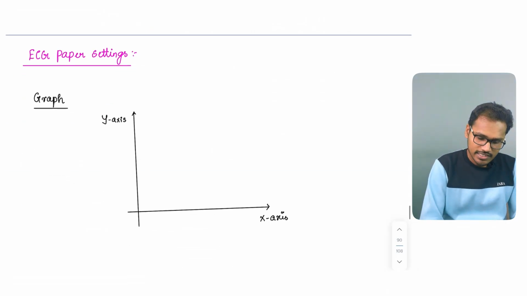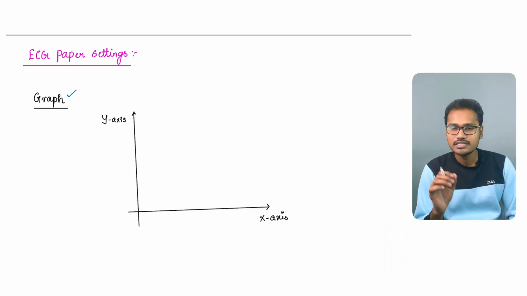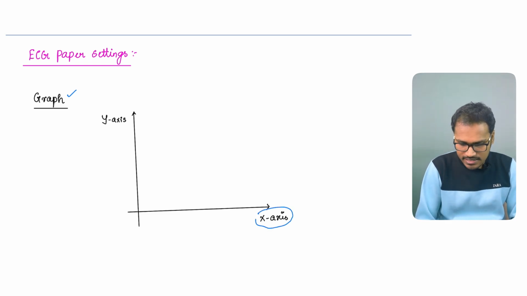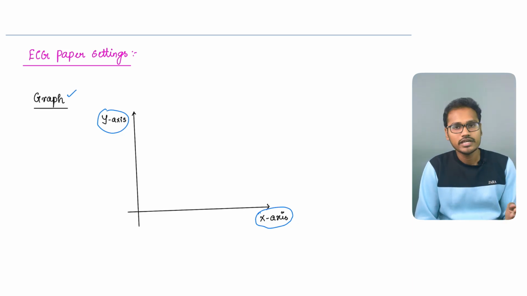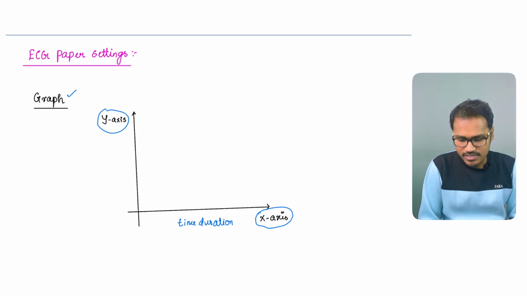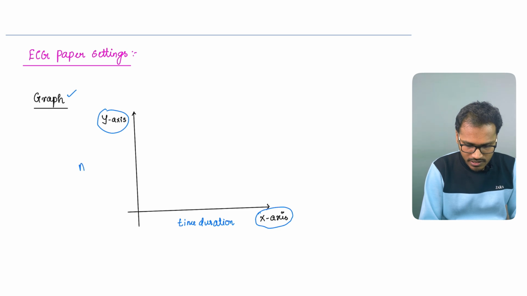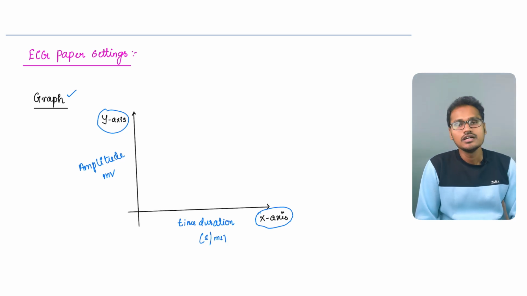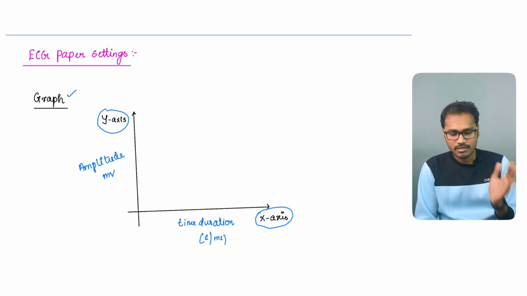And all of you know that ECG paper is a graph. So it is a graphical representation of the electrical activity of the heart. This everybody is clear. Then in every graph there will be an x-axis and a y-axis. In the graph of ECG also we have an x-axis and y-axis, and the x-axis represents the time duration. The x-axis is nothing but the time and the y-axis is representing the amplitude. The amplitude is represented in the y-axis in millivolt. So time is represented in seconds or milliseconds. So that is the time duration on x-axis and amplitude on y-axis.